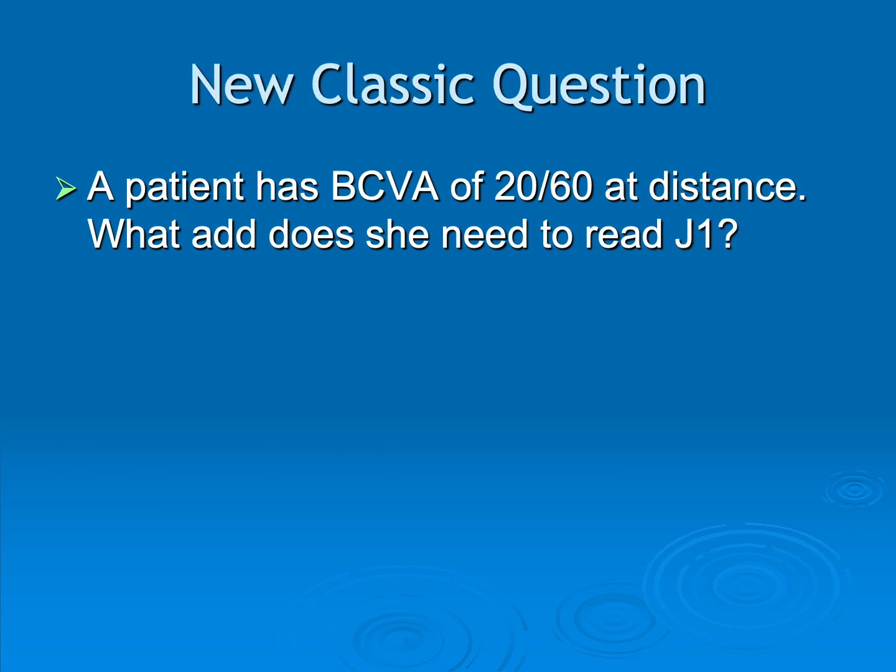So here's a new classic question. Patient has the best corrected visual acuity you see here, and what add does she need if she has to read J1, so smaller than J5? So Kestenbaum didn't really tell us that. I mean, if you take 60 over 20 and you get +3, that's for J5. That's not J1.